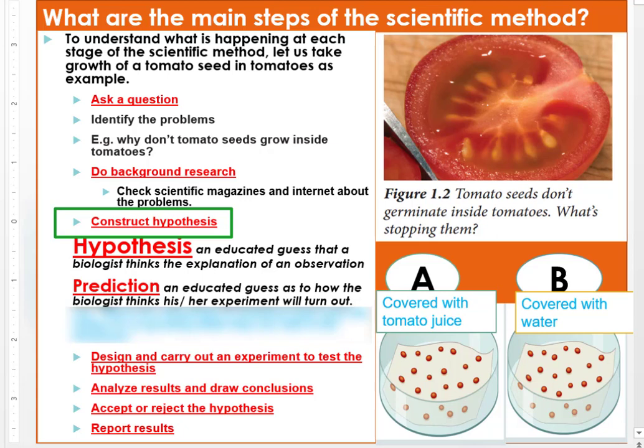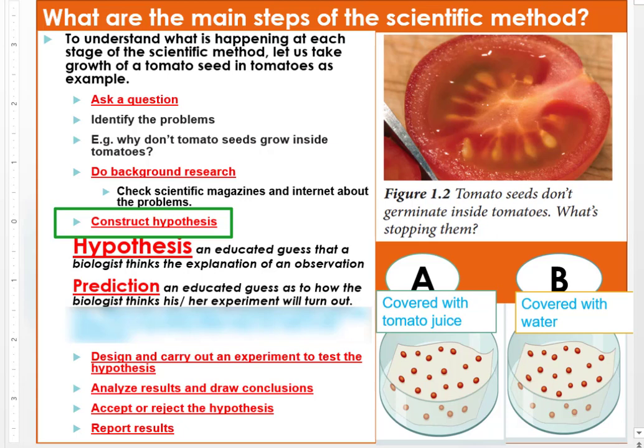This hypothesis is testable by experiment. We think that it is a chemical that is responsible. So, how do we prove that? To prove this, we could try covering some seeds with tomato juice and others with water. We can look if anyone germinates.